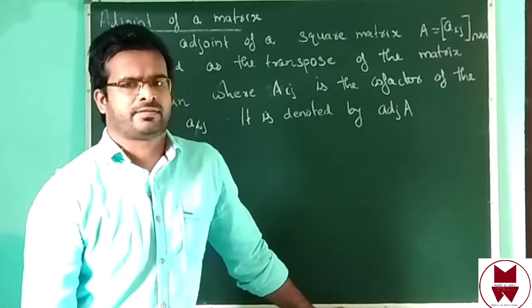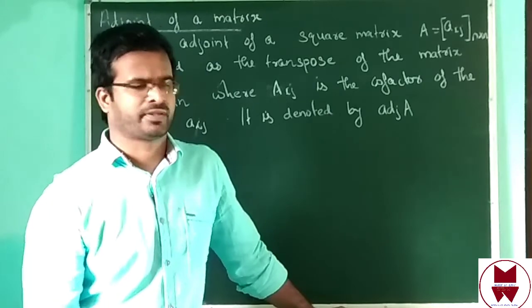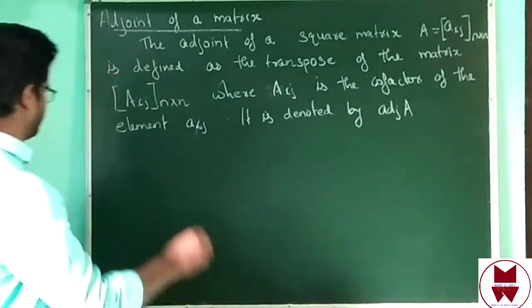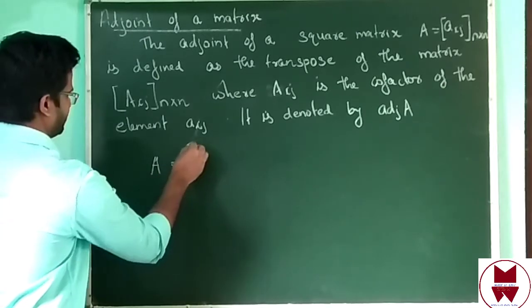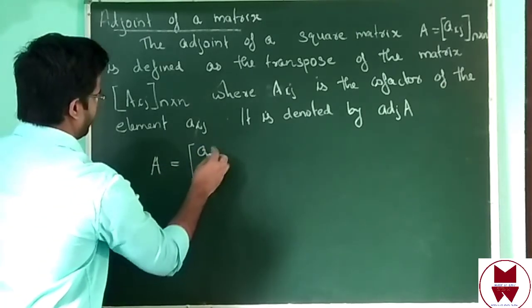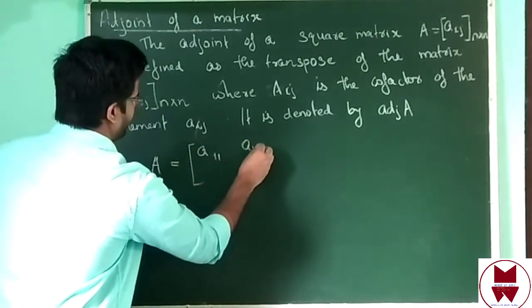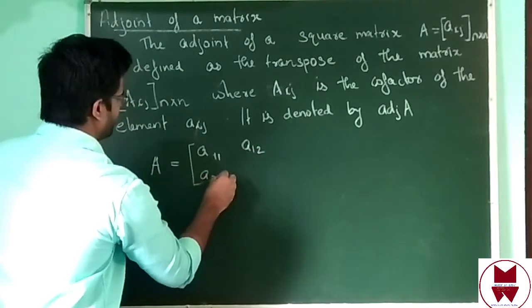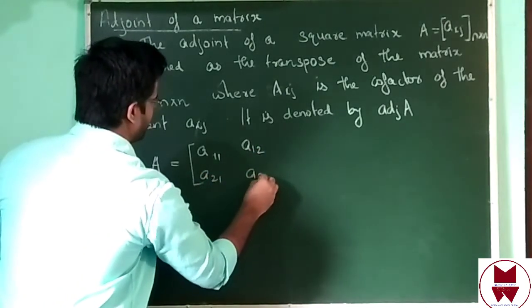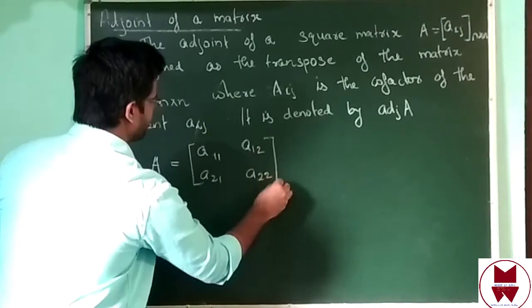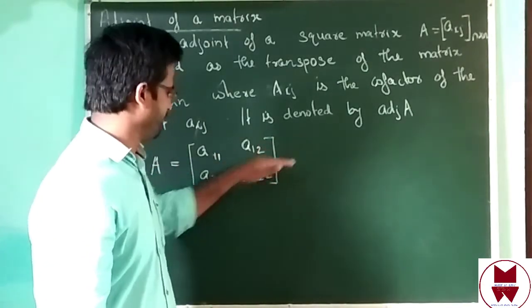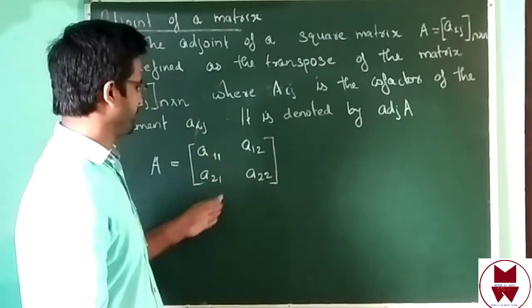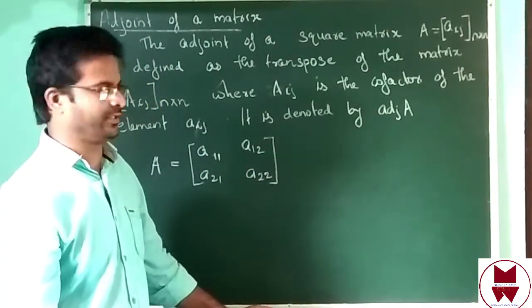Yesterday we studied what a cofactor is. Now we can see one example. One matrix: a11, a12, a21, a22. It is a square matrix because the number of rows and number of columns are equal. It is a 2 by 2 matrix, isn't it?